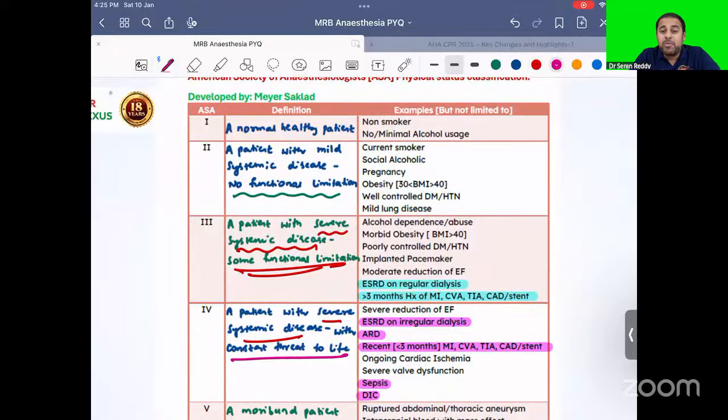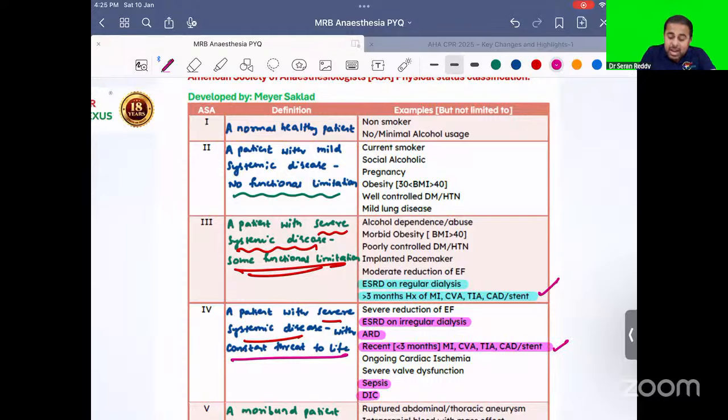Alcohol dependence or abuse, morbid obesity with BMI more than 40, poorly controlled diabetes or hypertension, implanted pacemaker, if ejection fraction is moderately reduced, and any end-stage renal disease patient on regular dialysis, and any patient with a history of MI, CVA, stent insertion, transient ischemic attack, CAD, with more than 3 months history, it belongs to 3, whereas less than 3 months, that is recent, belongs to 4.